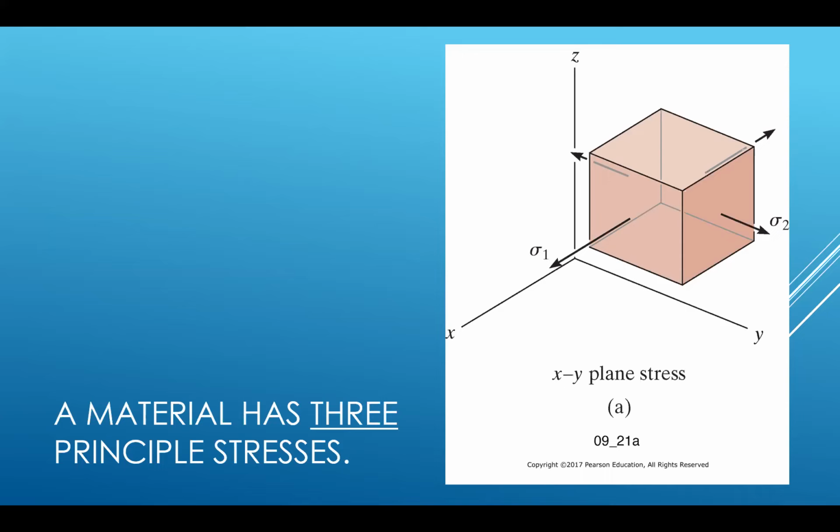In this class, we're going to limit our discussion to plane stress, which means that we will have sigma 1 and sigma 2, and the third principal stress will always be 0. There's 0 normal stress on the upper and lower surfaces when those surfaces have no shear stress. So therefore, 0 is a principal stress. In the broader scope of mechanics of materials, you could have a non-zero third principal stress, but that would be an advanced mechanics of materials topic and won't be covered in this class.